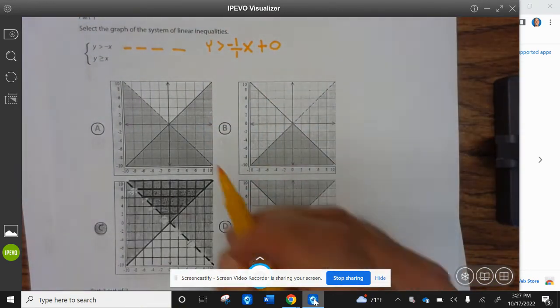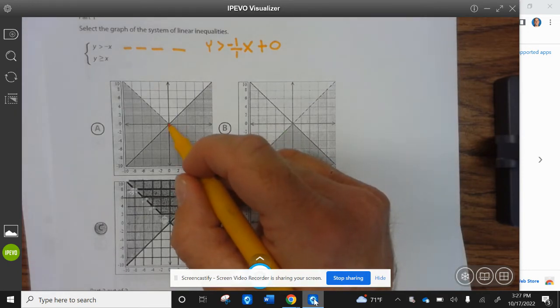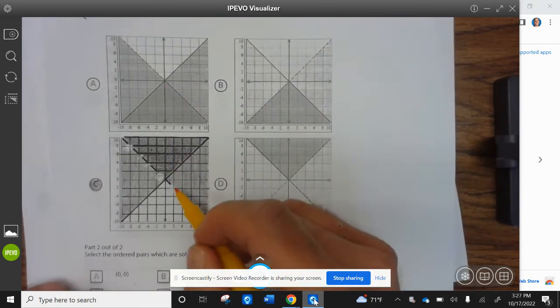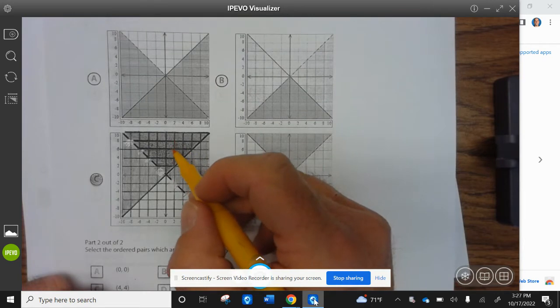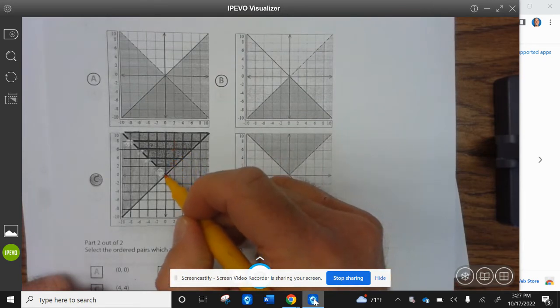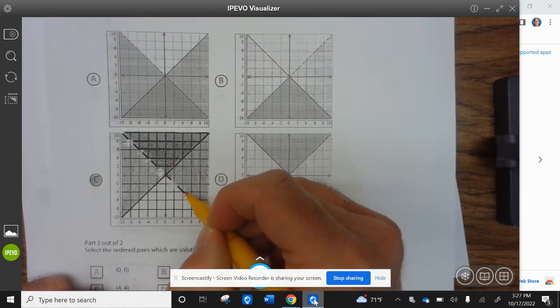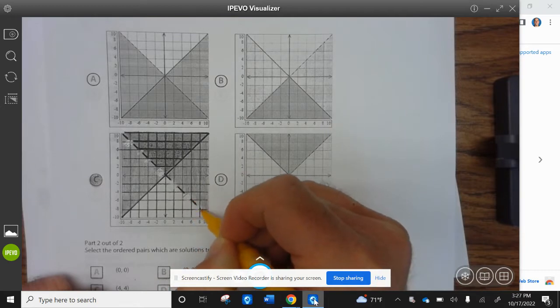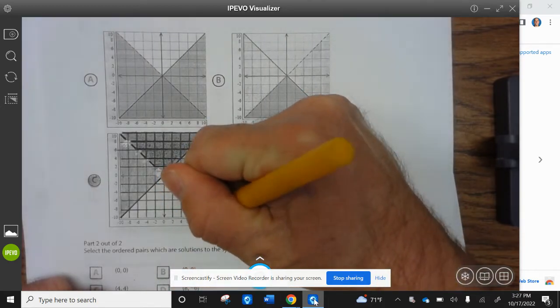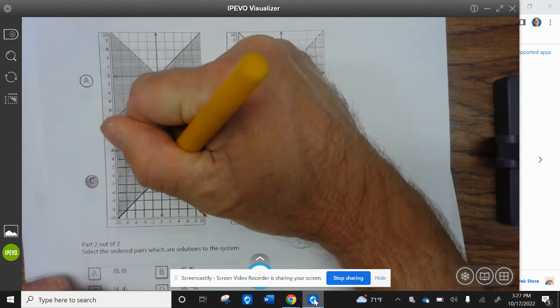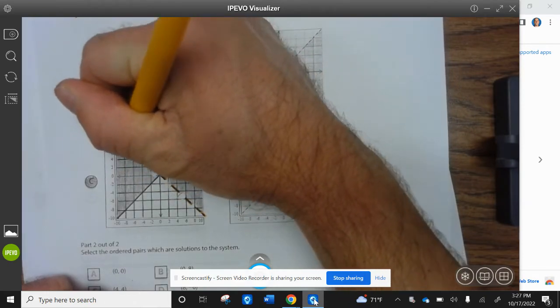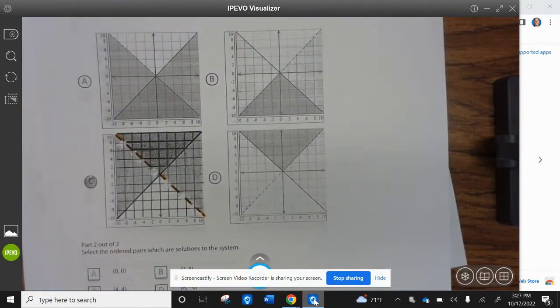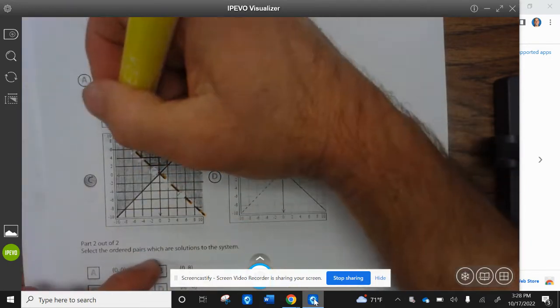Okay, so we start at 0. We go down 1, right 1, down 1, right 1, down 1, right 1, down 1, right 1. So this is our line. It's a dashed line. Okay. Now it's greater than, so we shade above.